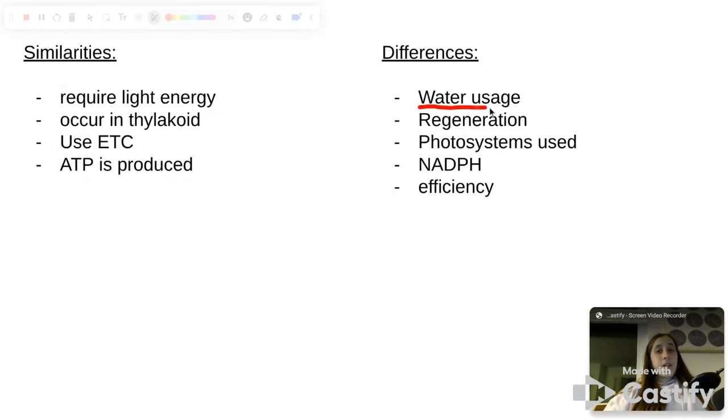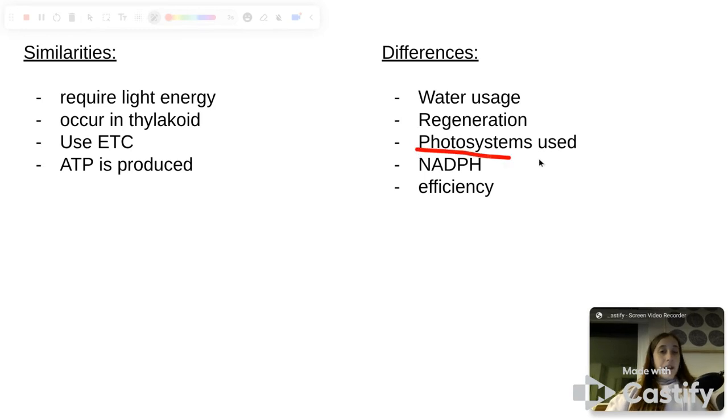Now the differences. In non-cyclic, water is split and the electrons are used to regenerate photosystem 2, and the H+ ions are used in the NADPH as a product. However, since the electrons are just being continuously cycled through photosystem 1, photosystem 1, photosystem 1, there's no need for water here, and it is not used as a product at all. And that is the difference here. The fact that it is cyclic, the electrons are just regenerated and regenerated. The only thing that needs to be constant is light. That is it, just constant light, and this can occur.